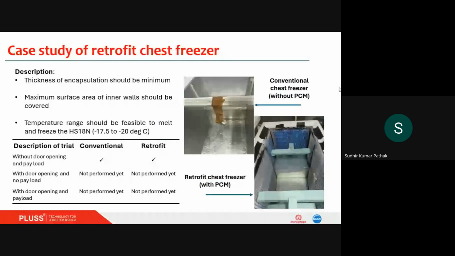You might be interested to know that whenever we place the PCM, we save energy, we reduce the compressor running time, and it will help us to save an extra amount of energy.